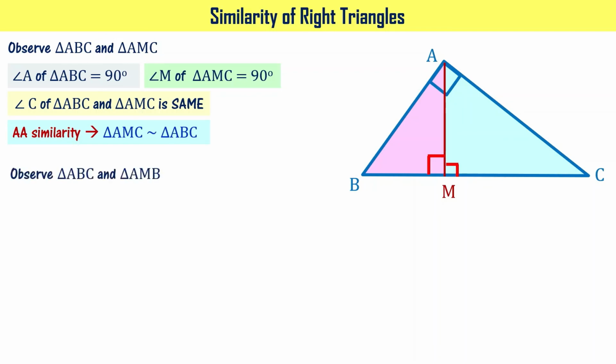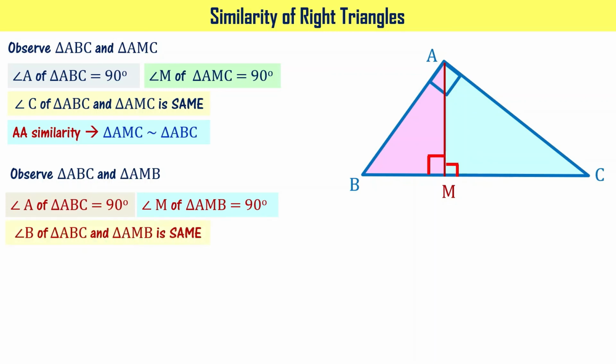Now let's observe triangle ABC and triangle AMB. As you see here, angle A of triangle ABC is 90 degrees and angle M of triangle AMB is 90 degrees. And if you observe, angle B of triangle ABC and triangle AMB is the same. It means two of the angles of one triangle are equal to two of the angles of another triangle, right? Hence, as per the AA criterion of similarity, those two triangles are similar. It means here triangle AMB is similar to triangle ABC, right?